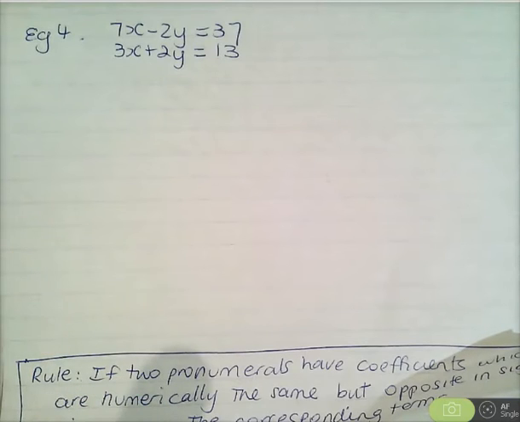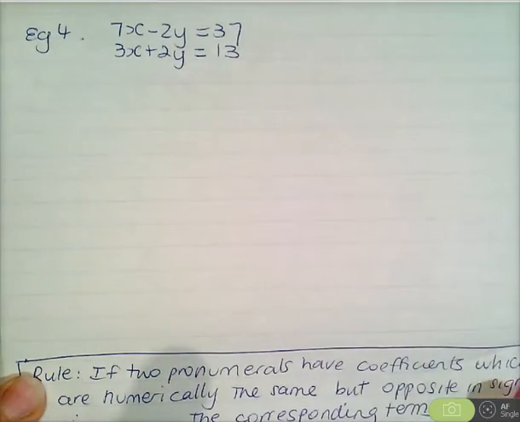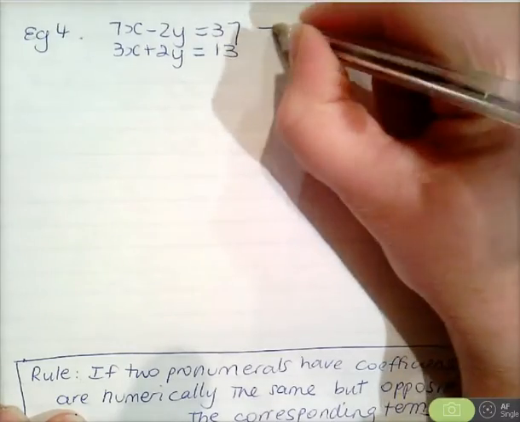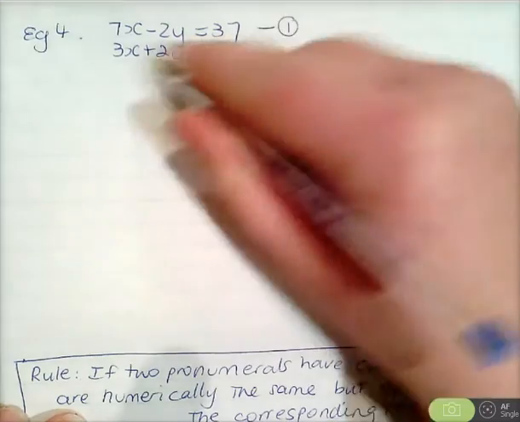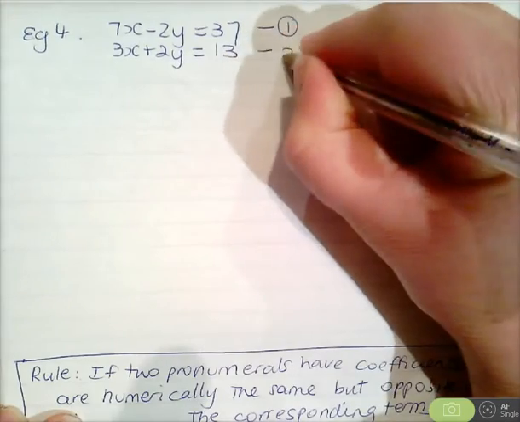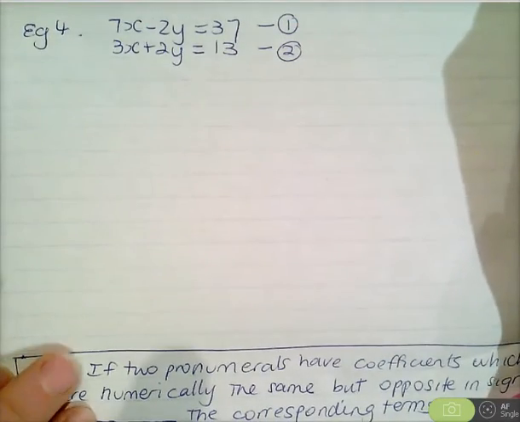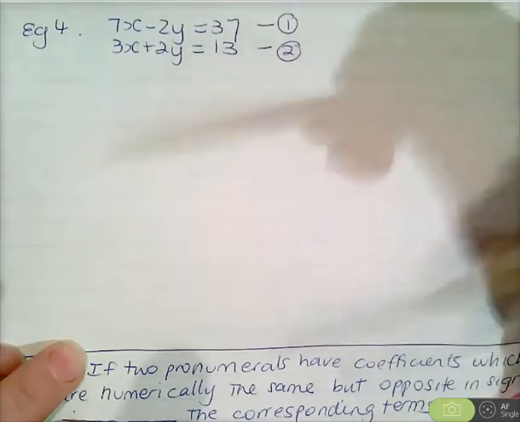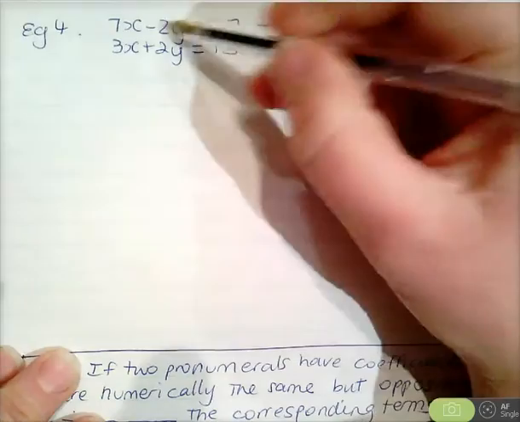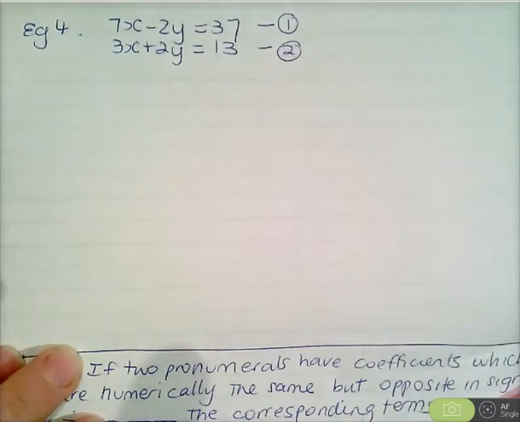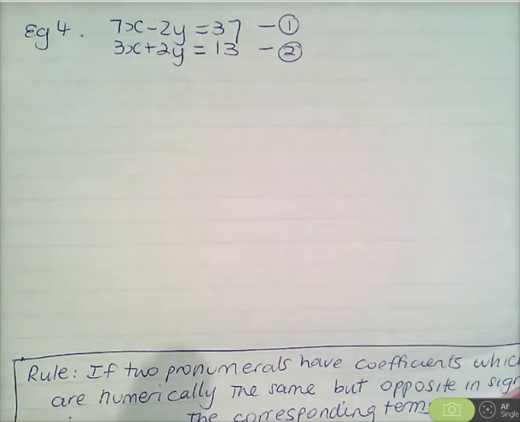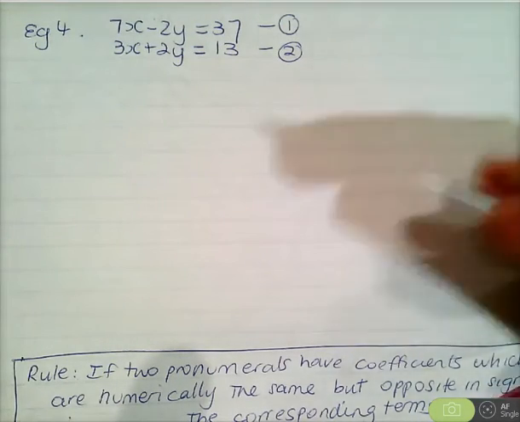Okay, example 4 is to solve these two simultaneous equations using the elimination method. So we've got 7x minus 2y equals 37. I'll call that equation 1. And I've got 3x plus 2y equals 13. I'll call that equation 2. Now if we look at these two equations, the coefficients of the x's aren't anywhere near the same. But the coefficients of the y's are the same, but they're different signs. So you've got to decide, do I add them together or do I subtract them?